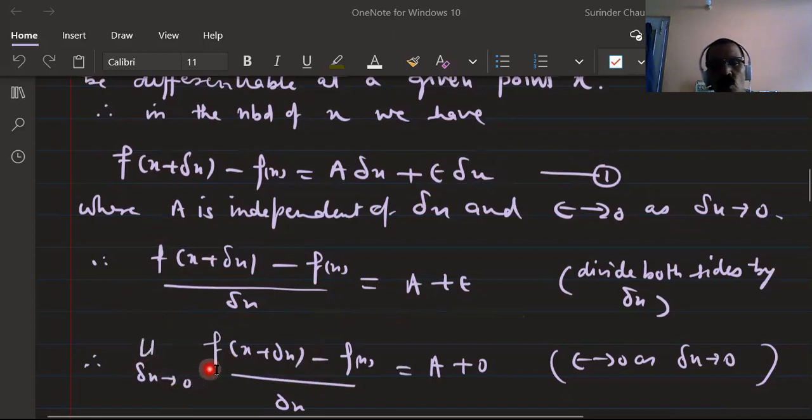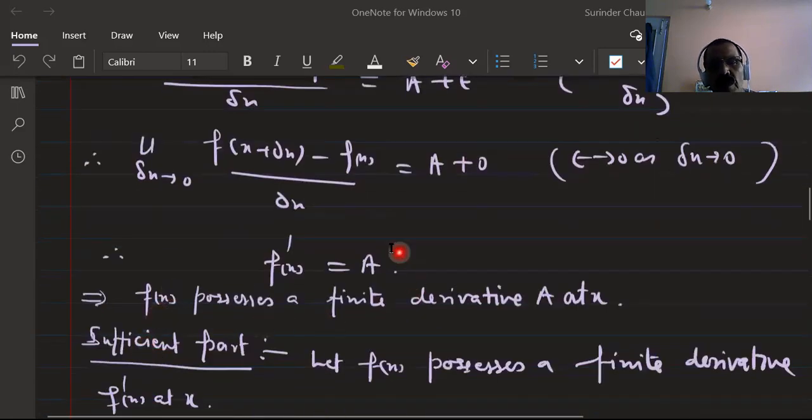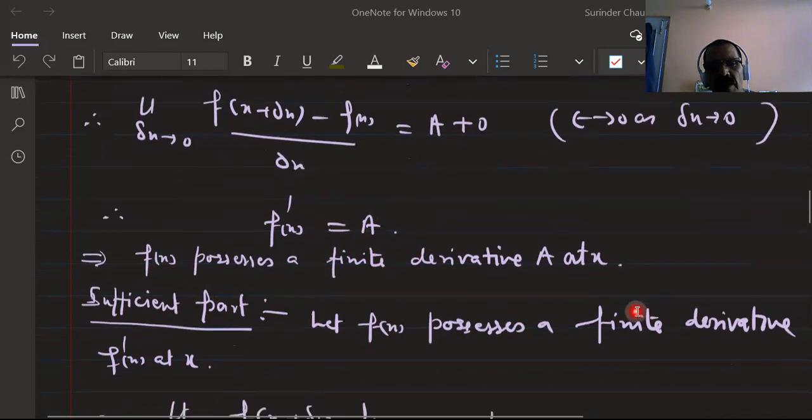the limit as delta x tends to 0 of f(x plus delta x) minus f(x) upon delta x is equal to the limit of A, which is a constant, plus the limit of epsilon. The limit of A is A, and epsilon tends to 0 as delta x tends to 0, so the limit is equal to 0. Now, this is the definition of the derivative at point x by first principle, so A comes out to be f dash x. This implies f(x) possesses a finite derivative A at x.